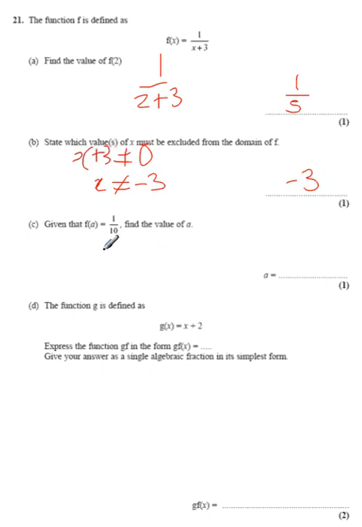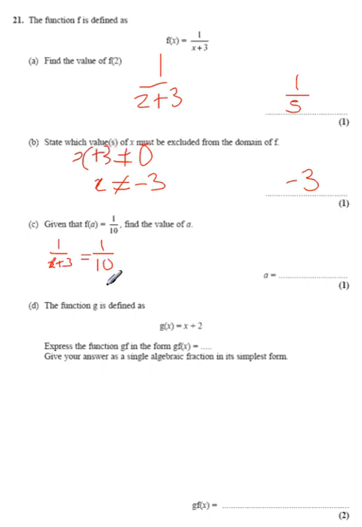Okay, given that f of a equals 1/10, find the value of a. Again, what's this question asking for? Well, before, we had f of a specific value, 2, and we found the output. Now we're told the output is a tenth, and we're asked to find what the input was. So if 1 over x plus 3 equals 1/10, what's x?